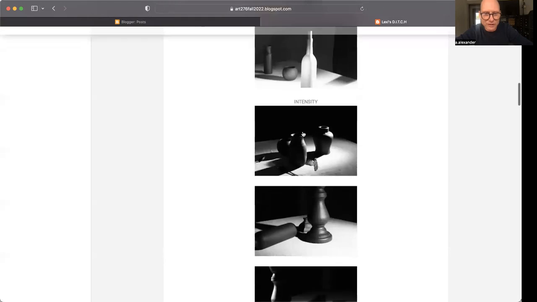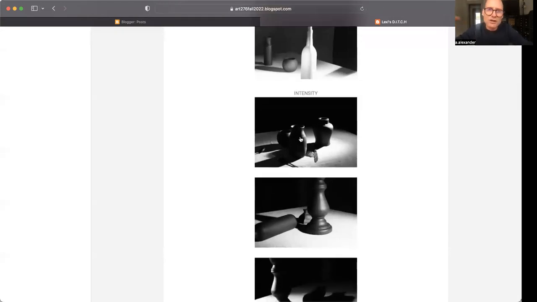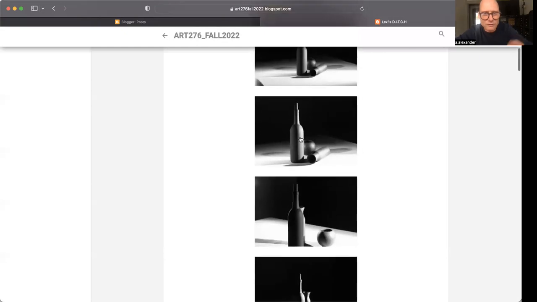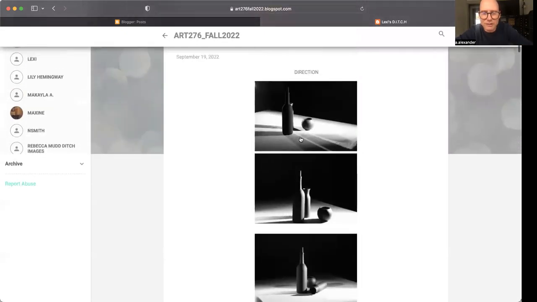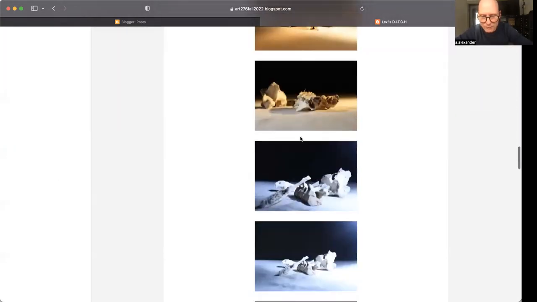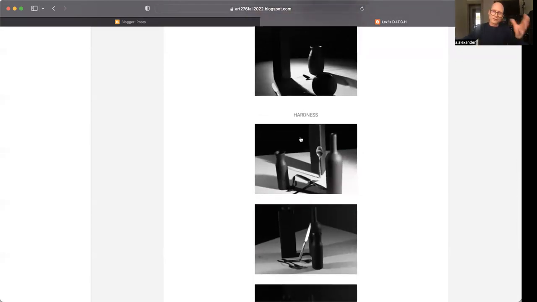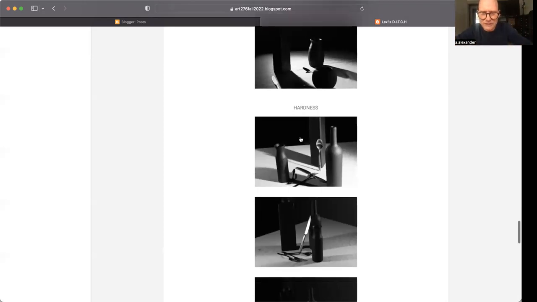Things like the intensity here. What's the ratio between the key and the fill light? That was kind of the heart of the experiment. But overall, looks like everything is there. Looks like your exposures, meaning whether things are too light or too dark, all of that is just fine.